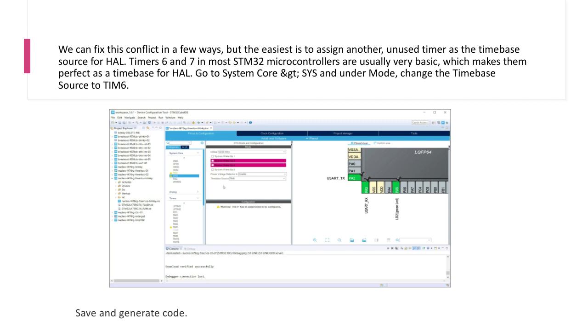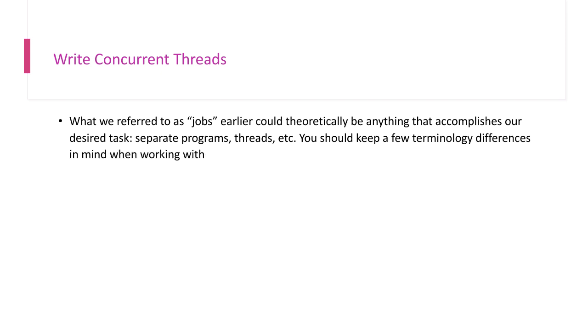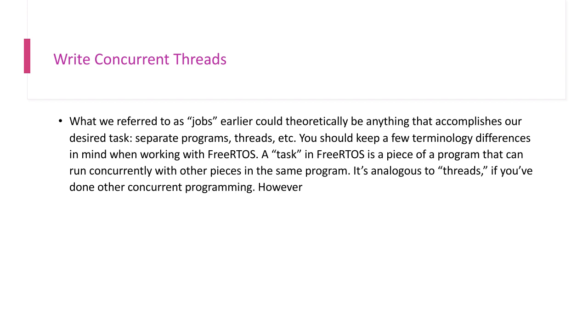Now, how to write concurrent threads. What we referred to as jobs earlier could theoretically be anything that accomplishes our desired tasks: separate programs, threads, etc. You should keep a few terminology differences in mind when working with FreeRTOS. A task in FreeRTOS is a piece of a program that can run concurrently with other pieces in the same program. It's analogous to threads, if you have done concurrent programming. However, note that CMSIS RTOS, the abstraction layer for our RTOS, refers to these concurrent pieces as threads. As a result, you might see them used interchangeably throughout the program, even if they don't quite mean the same thing.